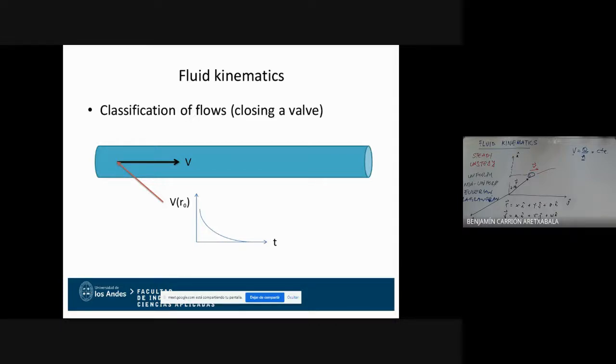Now, if you shut down a valve and the flow is slowly decreasing until it reaches zero, then you have unsteady flow, and the velocity along the pipe you can assume is more or less the same because this is a short pipe, so the wave moving from here to here is going to be more or less instantaneous. So it's also uniform, but unsteady, right?